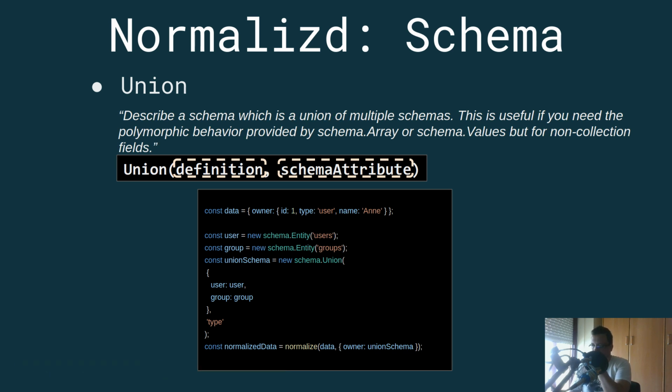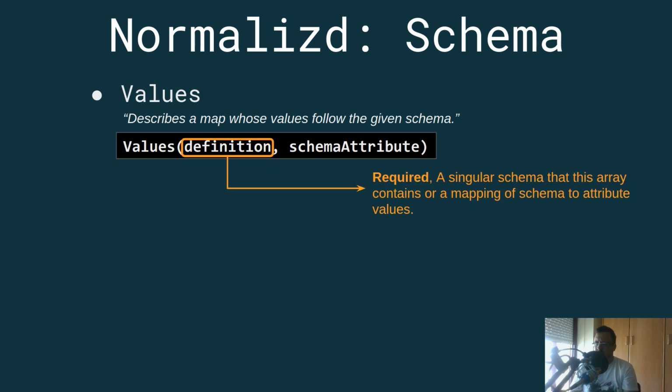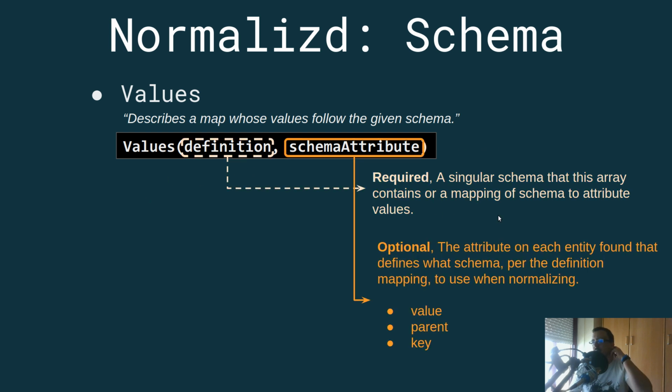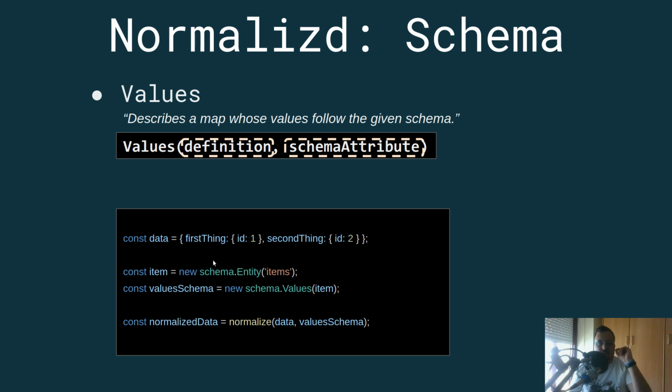So it's for advanced uses, just for you to know it. And values describes a map whose values follow the given schema. A singular schema that has the same as union definition and schema attribute, always the same. As you see, we have values schema, new schema values, the items, and this is the data. So these are all the parts you can have from normalizr.